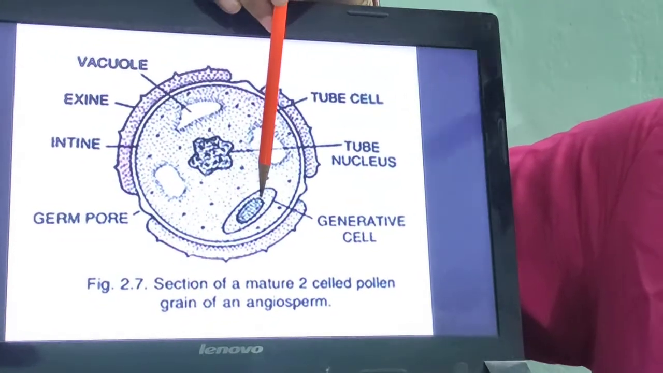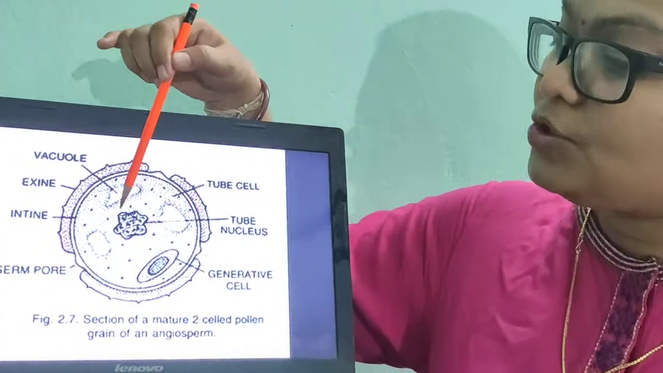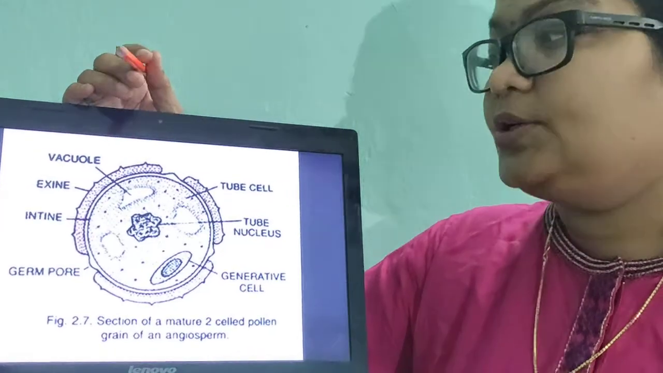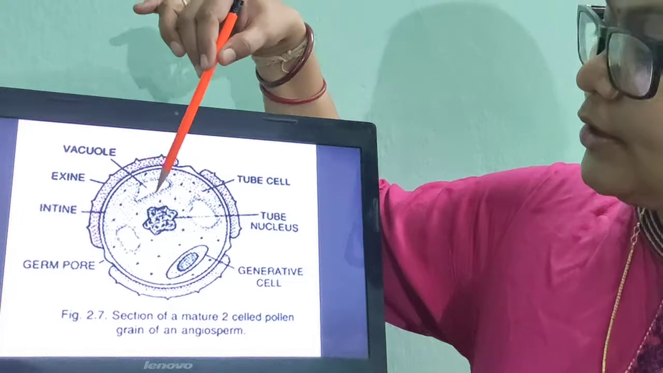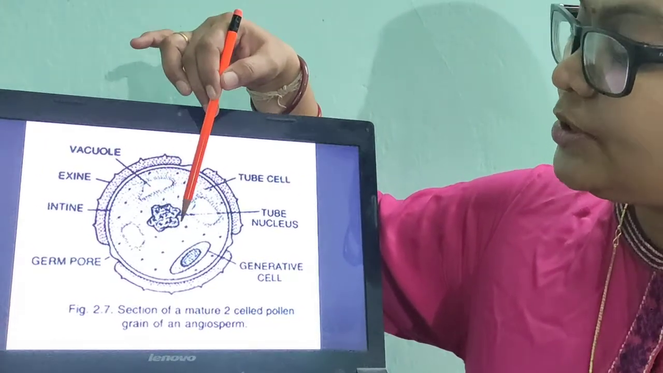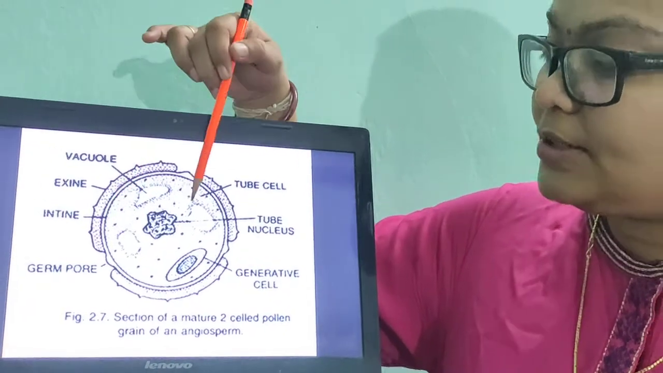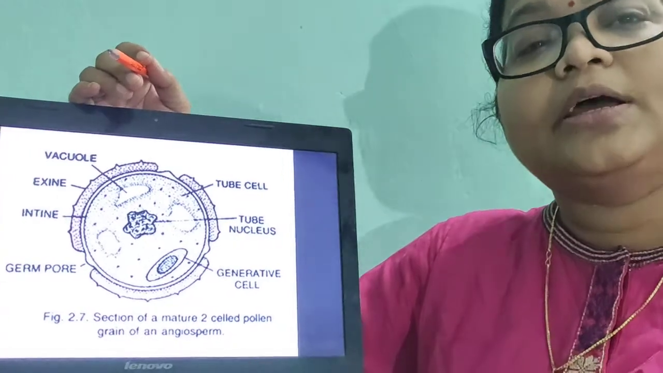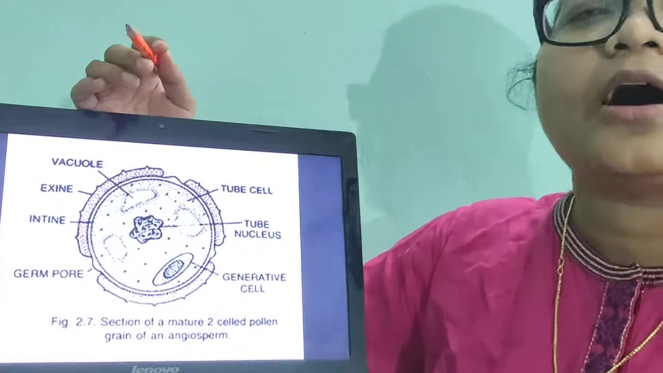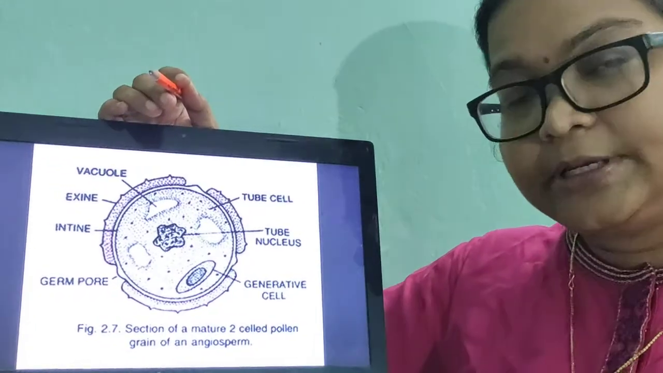And what is the role of the generative cell? This generative cell forms the male gametes, right? Then the cytoplasm is surrounded by the cell membrane or plasma membrane. Clear? So inside the plasma membrane, the vegetative cell is present, inside which the generative cell is floating, and the vegetative nucleus or tube nucleus is present, which is irregularly shaped. Clear? And remember, the cytoplasm of this cell inside the plasma membrane is dense, having a high amount of reserve food. Whereas the generative cell, which is spindle shaped, has cytoplasm that is more or less hyaline, because it has much less reserve food. Clear?